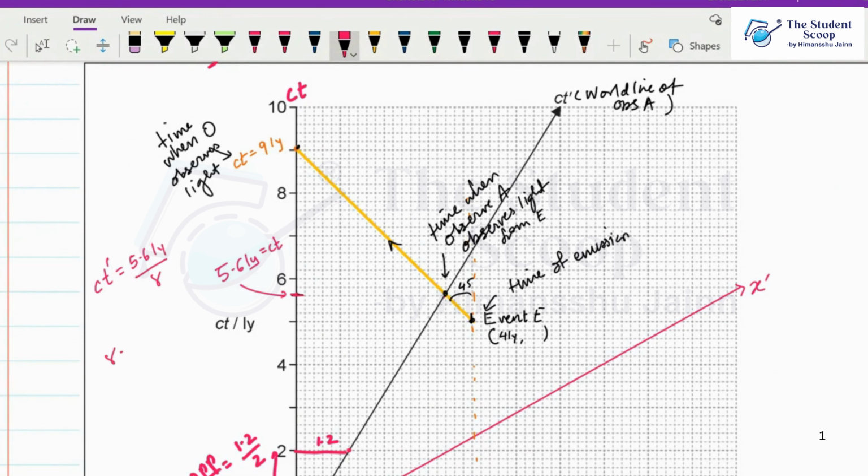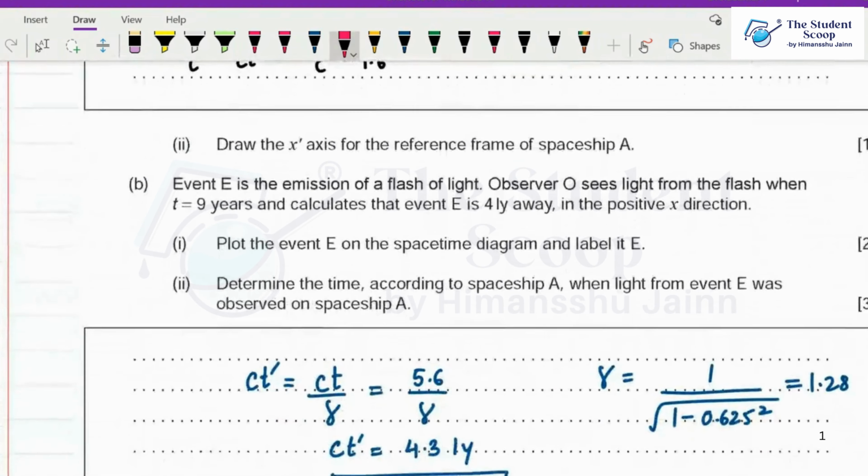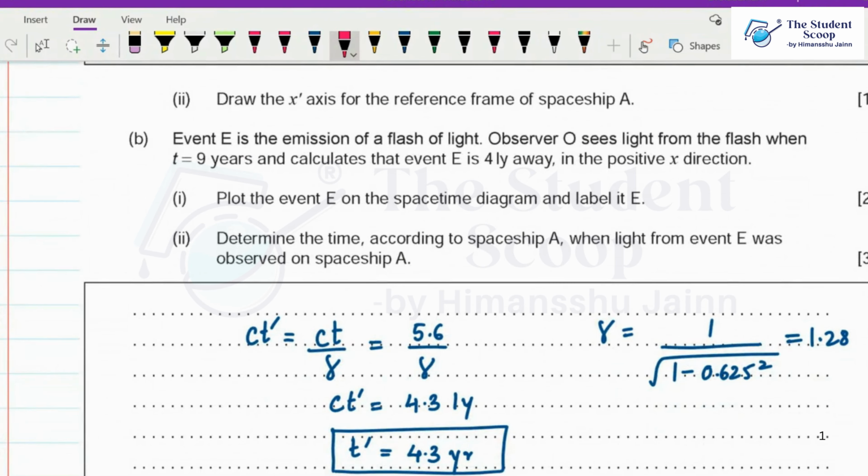The gamma factor we need to calculate first by taking 1 over root of 1 minus 0.625 squared, and then substitute here to get the answer. This is what we did, and we got roughly 4.3 light years. ct dash is 4.3 light years, but 1 light year is the speed of light times 1 year, so it is 4.3 years.